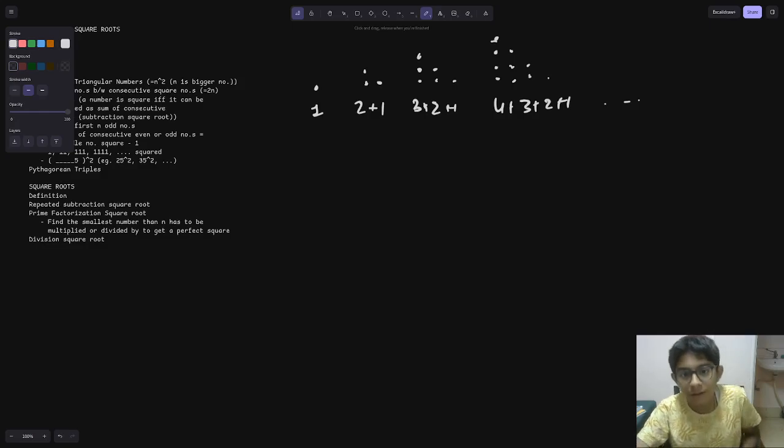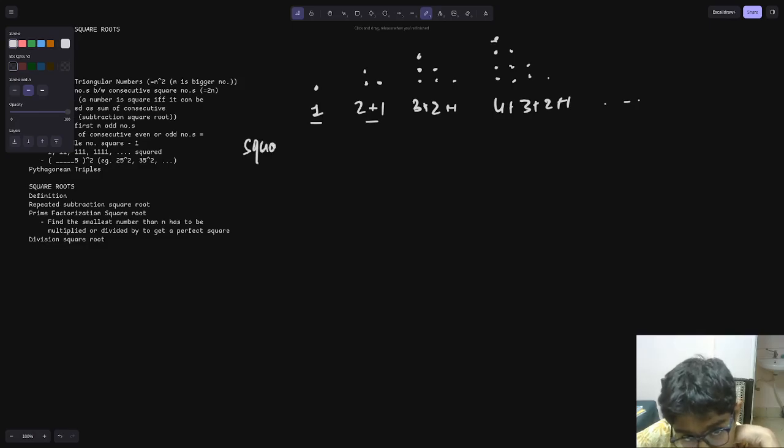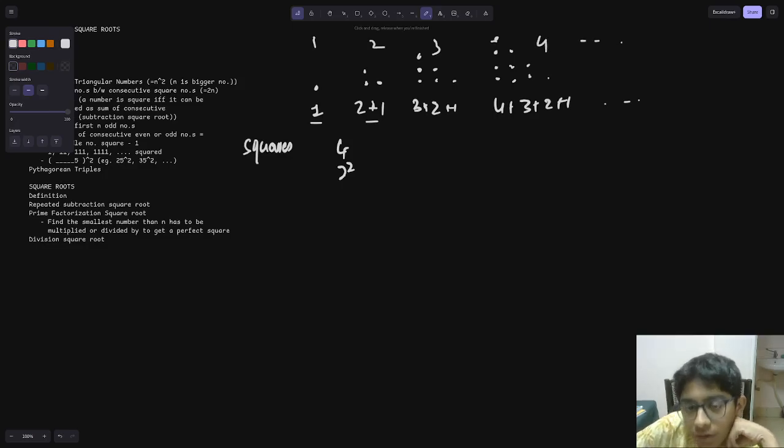So how do I do this? This is a little tricky. First of all, let's analyze the squares. Here, this is 2 plus 1 plus 1, which is 4. This is 2 square, which is this number squared. This is order 1, this is order 2, this is order 3, this is order 4, and so on.